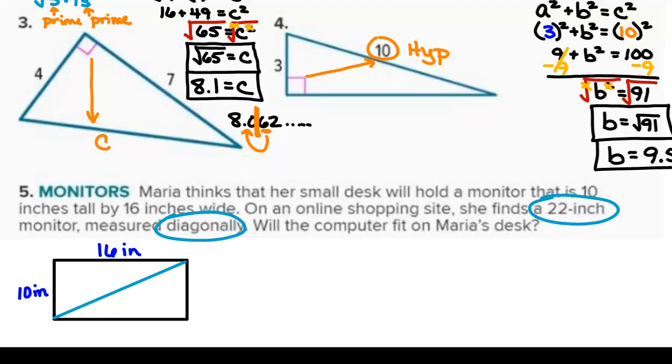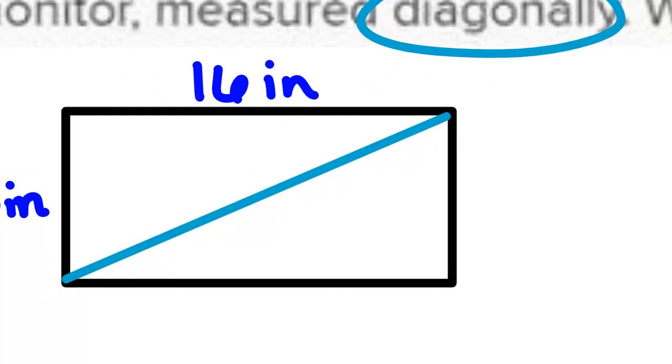Well, I don't know. What would the diagonal of the desk have to be if the monitor's going to fit? Bigger or smaller than 22? The desk would have to be smaller than the monitor? The desk is going to have to be bigger than the monitor. So I want to know, is this bigger than 22?